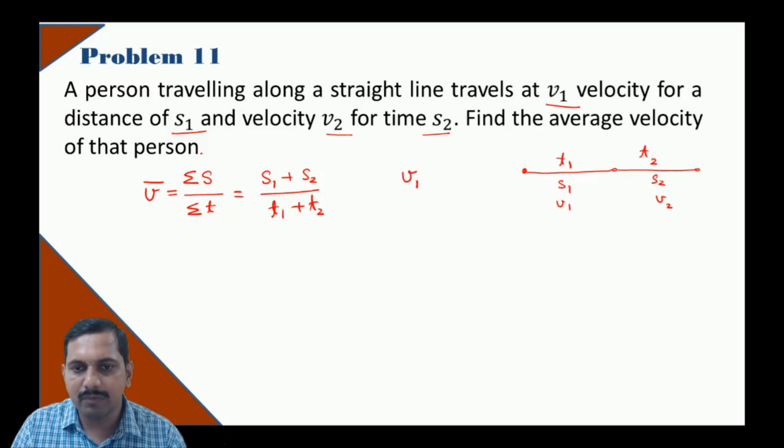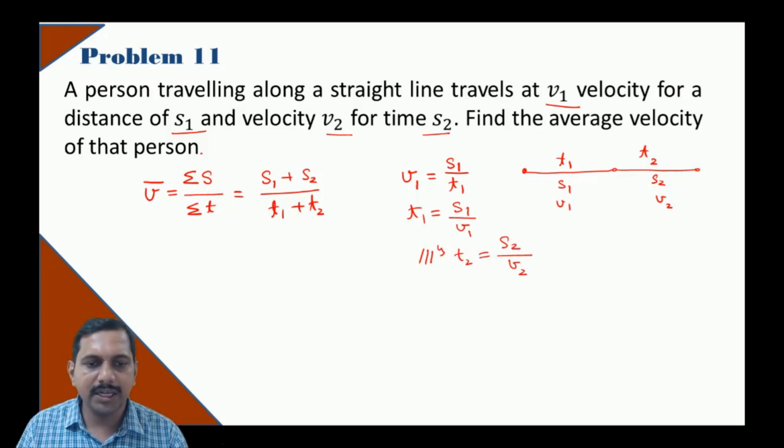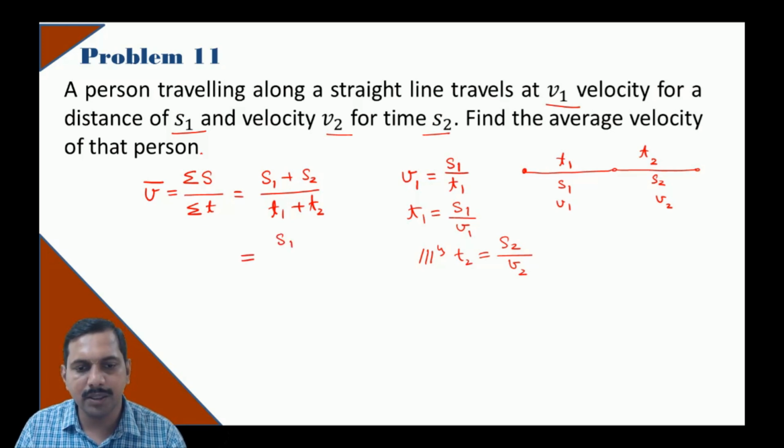We know velocity v1 is equal to s1 divided by t1, right? So t1, which is unknown, is equal to s1 by v1, since s1 is known. Similarly, we can write t2 equal to s2 by v2. Let us substitute this here. So you will get s1 plus s2 divided by, instead of t1 we substitute s1 by v1, and instead of t2 we substitute s2 by v2, right?